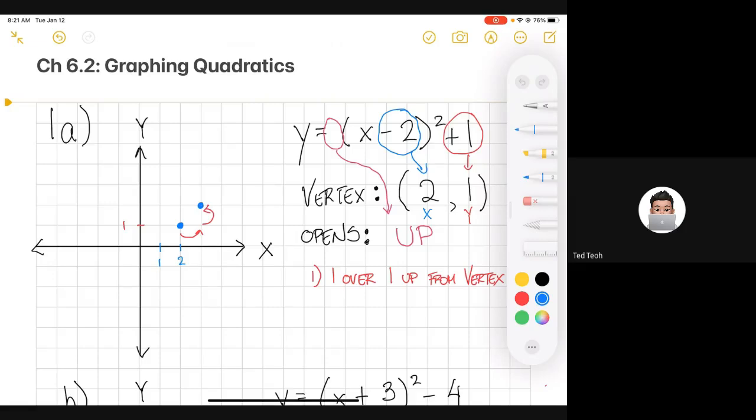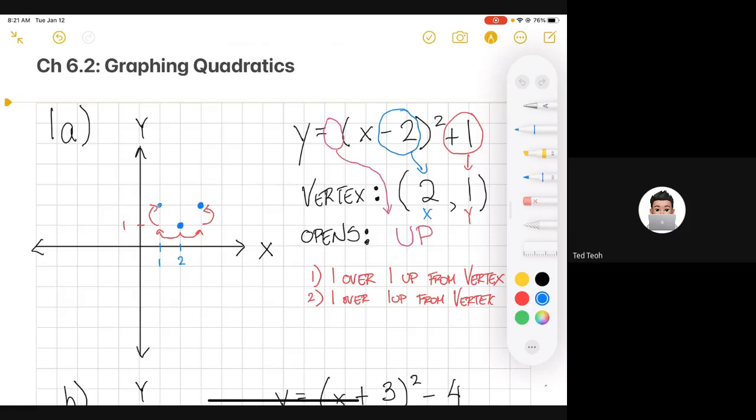I'm going to do the same thing on the other side. Okay, I'm going to go 1 over and 1 up from the vertex. Okay, so I'm going to go 1 over here, and then I'm going to go 1 up.